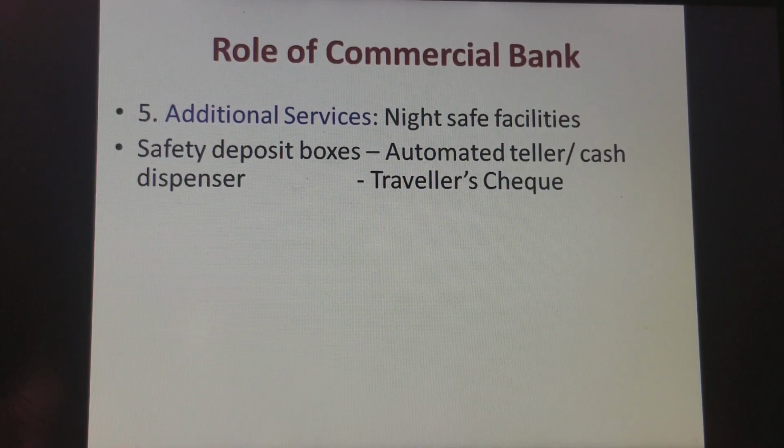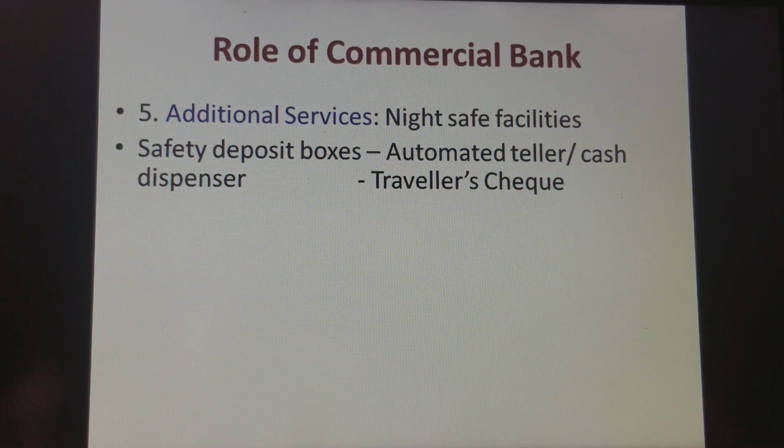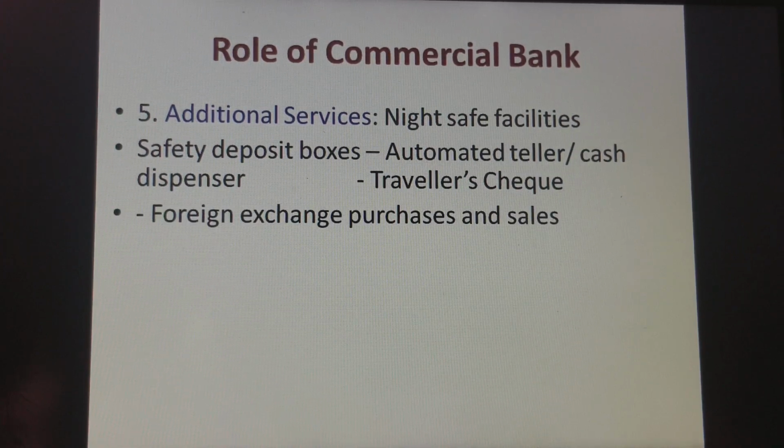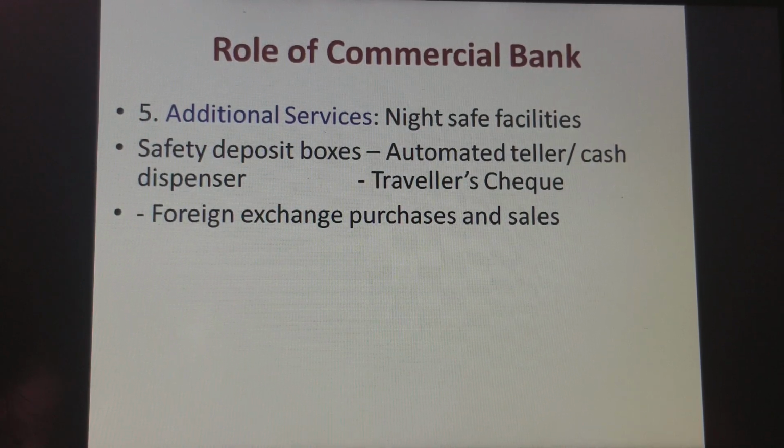safety deposit box, automated teller system, traveler's check, cash dispensers. So the commercial bank provides these services for the customers. Foreign exchange purchases and sales, yes, very important part of the bank's operation. Businesses are able to access foreign exchange to conduct their importing and exporting operations, and to access goods and services overseas. They are required to use foreign currency, so they can obtain that from the banks.